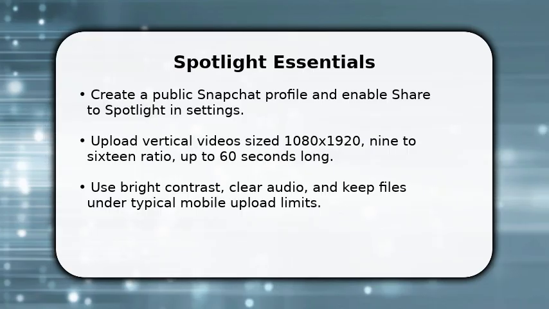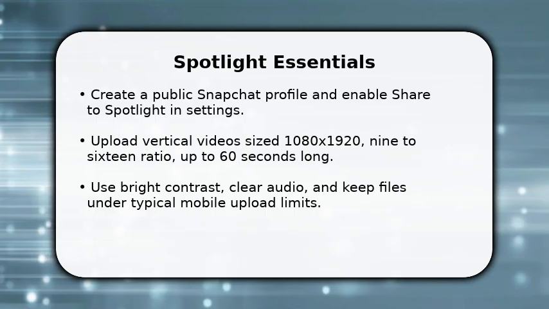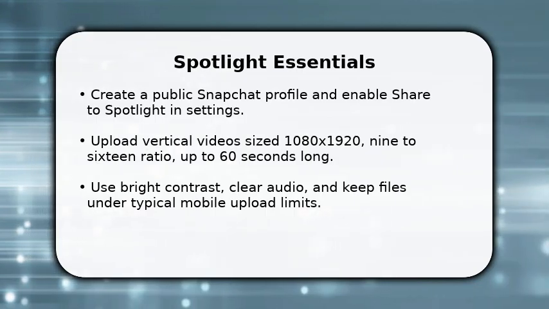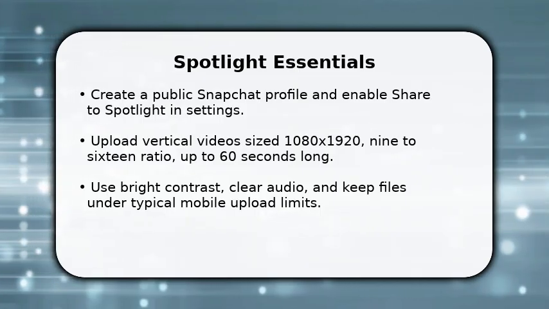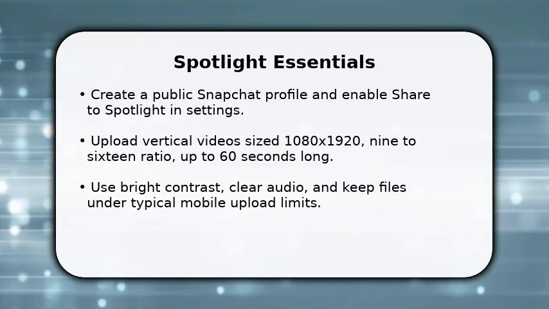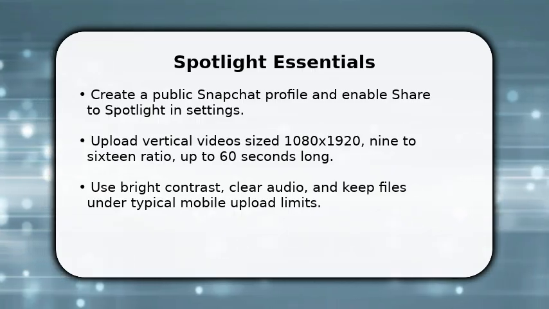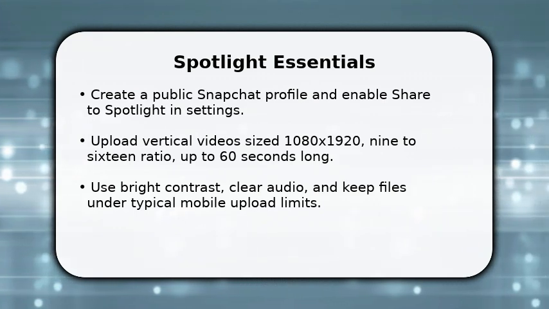Film vertical video in a 9:16 ratio, sized 1080x1920 for best quality. Keep videos up to 60 seconds long to fit Spotlight limits and audience attention. Use bright contrast and clear audio to improve visibility on smaller screens. Avoid heavy overlays that obscure your subject, and keep motion smooth.